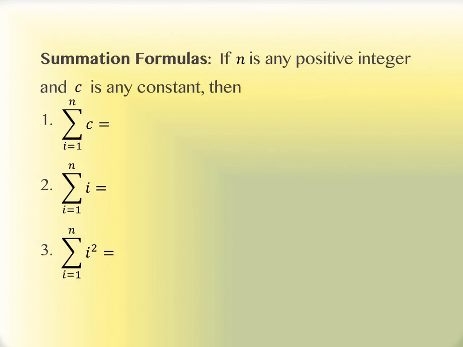So think about what would happen. This is a constant C. It's not got an I in it at all, right? So it means that the first term is C, and the second term is C, and the third term is C, and the fourth term is C. So we're just adding together a whole bunch of C's. Okay?